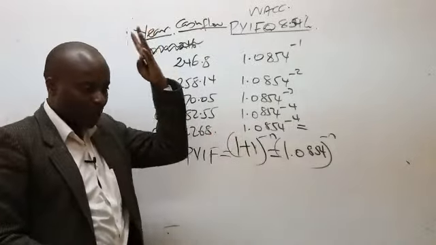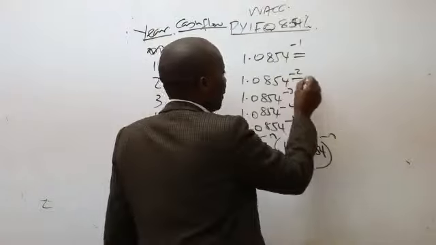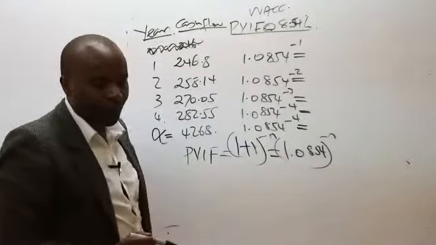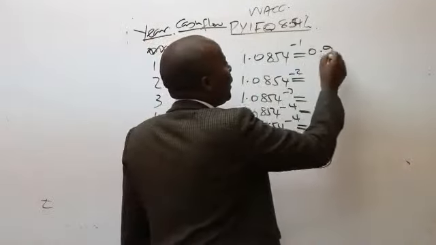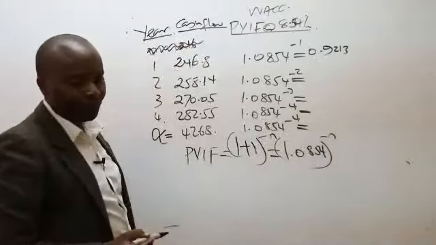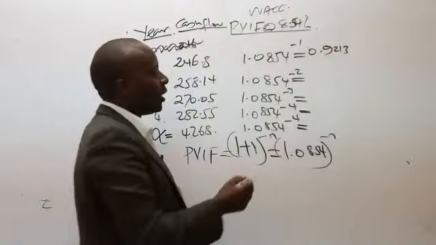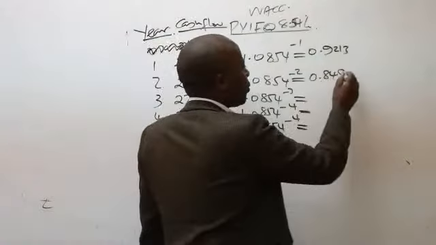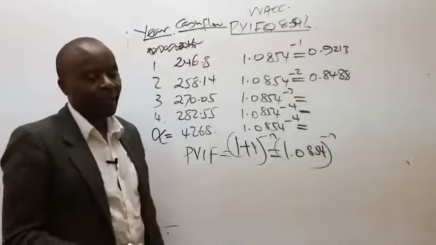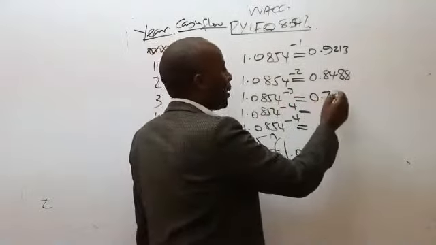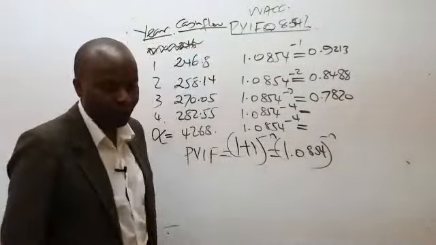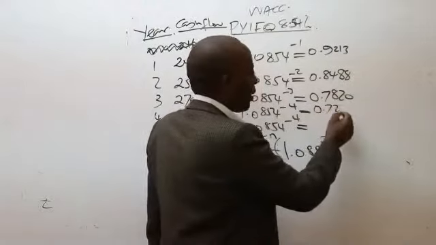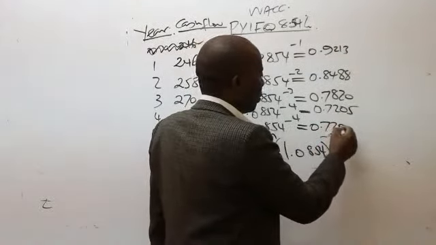For decimal places, could you kindly give me these PVIF figures? Alice gives me 0.9213. Dahir gives the second figure of 0.8488. Go to the next one: 0.7820. Then the next one will be 0.7205.